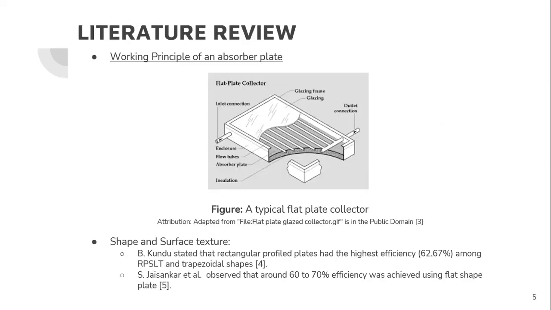In the next slide, we go through some literature review. In the literature review, we looked at the working principle of an absorber plate. We found a glass cover will provide insulation and reduce convective losses for the absorber plate, and the tube will be made of material with high conductivity, which will transfer heat from the absorber plate to the fluid. And flat plate collectors can be made more effective and efficient.